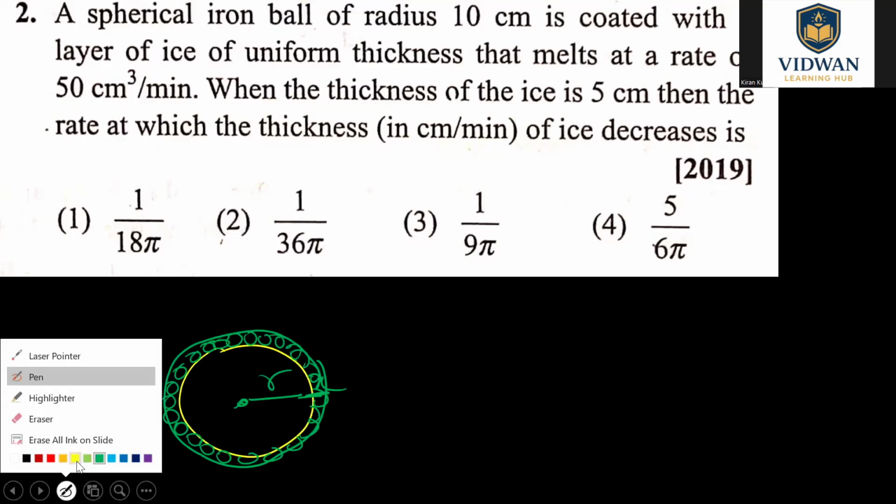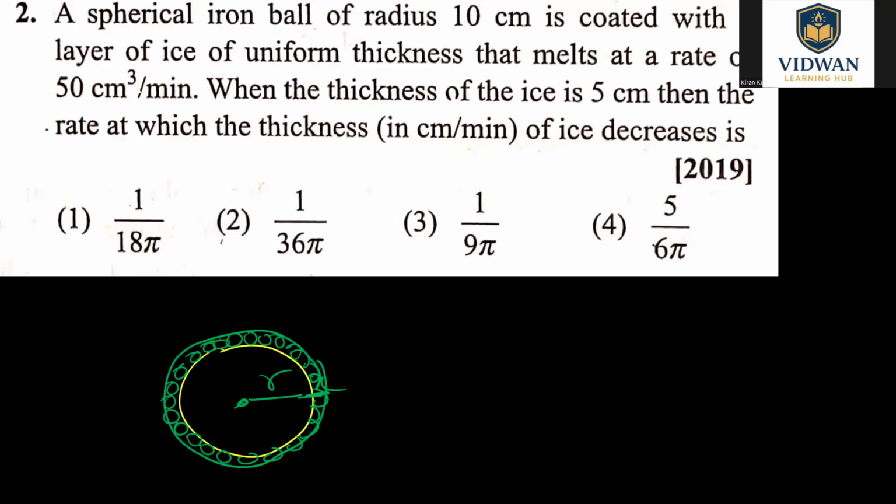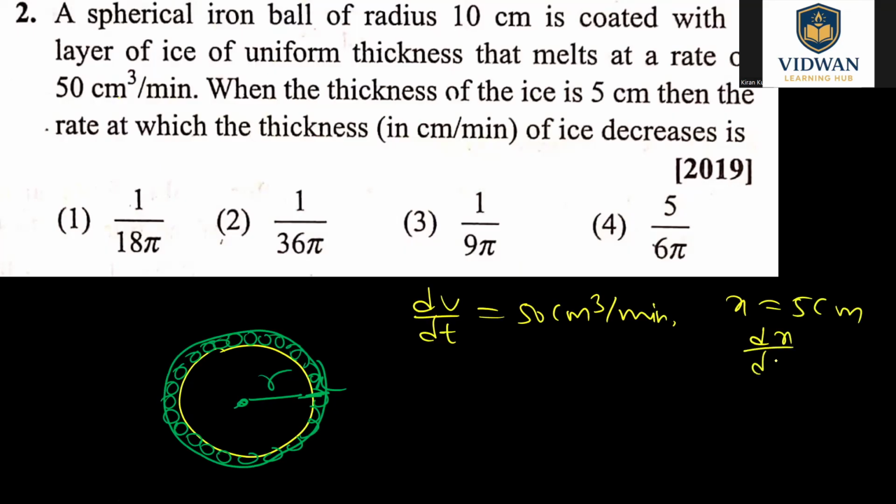And the rate at which it melts is given as volume by time. So dV/dt is given: 50 cm³ per minute is the rate of change of volume. What are we supposed to find out? When the thickness is 5, so if x is the thickness of ice, what is the rate at which the thickness of ice decreases, dx/dt? When the ice melts, the thickness will obviously decrease. So what is this dx/dt you have to find?